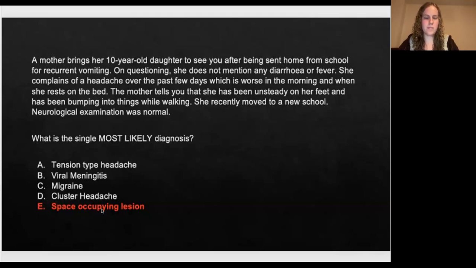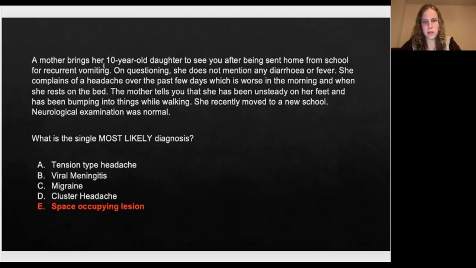Yeah, vomiting. Exactly, those are the key findings. Recurrent vomiting especially is very worrying, especially when she doesn't have a fever or any kind of gastrointestinal symptoms, but she does have this severe headache. Worse in the morning is a sign of a space-occupying lesion. So a real red flag. And also when she's resting on the bed, because the fluid goes to her head and makes it worse at that point.